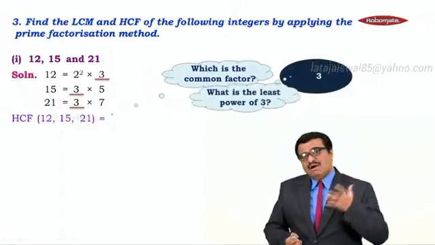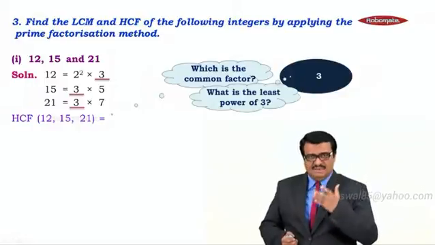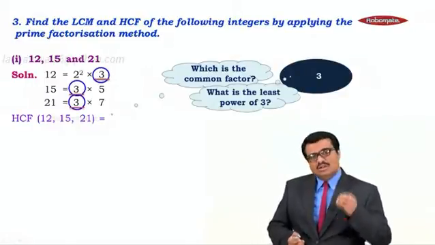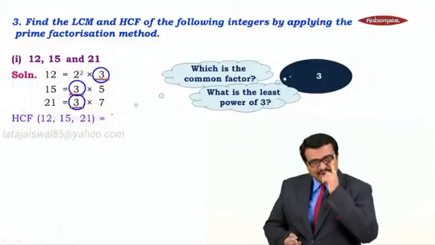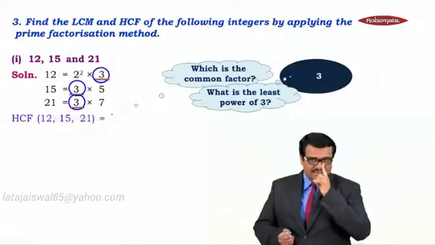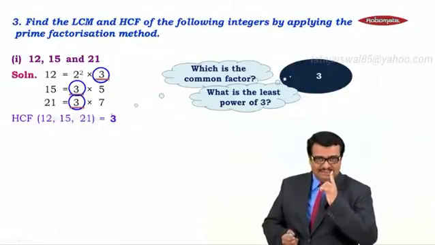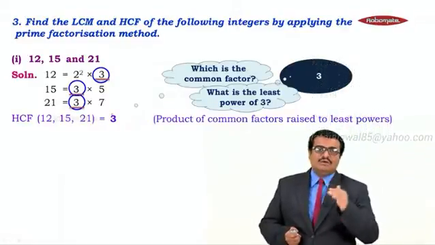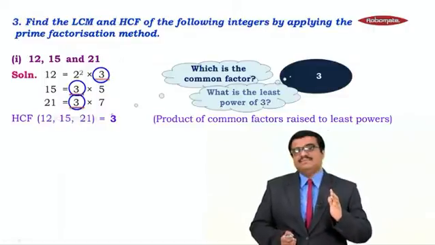Which is the least power of 3? If you see all the three numbers, in the first number we have got 3, in the second number we have got 3, in the third number also we have got 3. The least power of 3 is only 3. So we'll write it only once. The HCF is the product of common factors raised to least powers, which is 3 only.